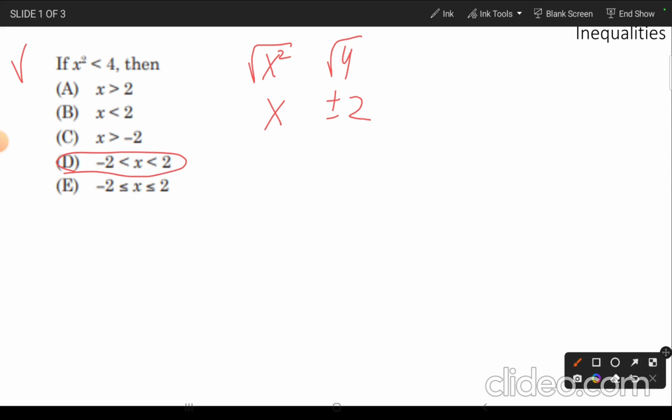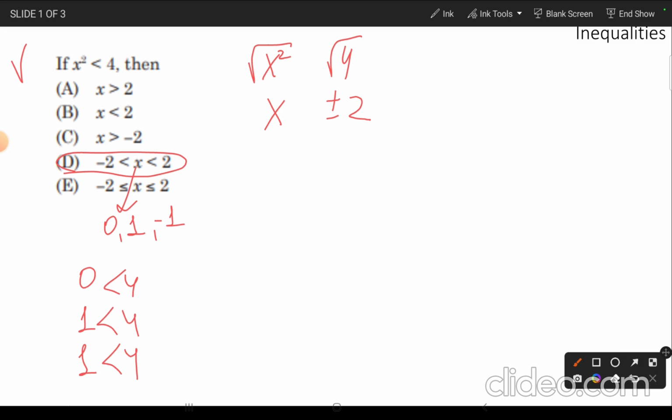You can check it. For example, when we put any number between -2 and 2, let's say 0 or 1, or -1, it will satisfy this inequality because 0 squared is 0, yes, it's less than 4. 1 squared is 1, yes, it's less than 4. And -1 squared is also 1, it is less than 4.